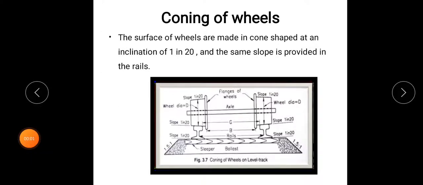Good morning students. We were discussing the component parts of a railway system, and today we are going to discuss a new concept in railway engineering, that is coning of wheels.